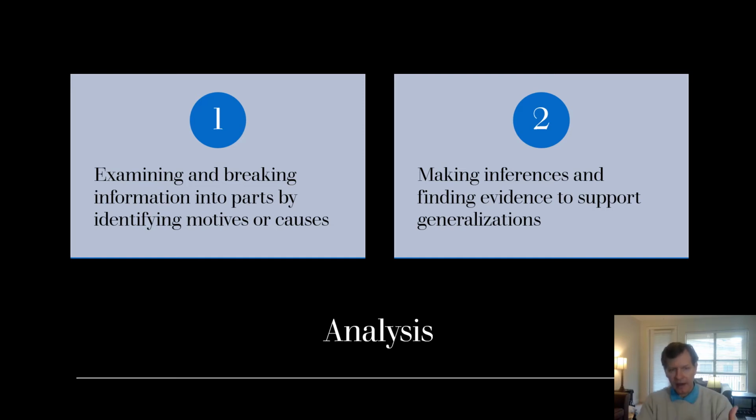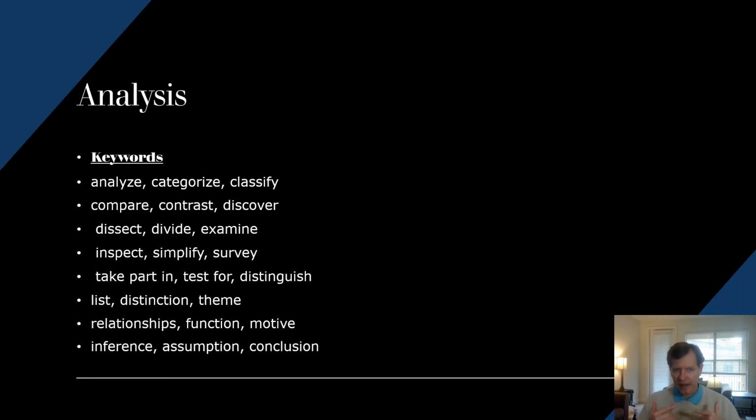Next, we get into analysis. Analysis deals with examining, breaking information into parts, identifying the motives, making inferences based upon evidence. Oftentimes, analysis is tied in with the use of the scientific method of investigation. So some key words would be analyze, categorize, classify, take part in, test. These are all key action verbs you can use when you're writing objectives that trigger that you're dealing with the analysis domain of Bloom's taxonomy.